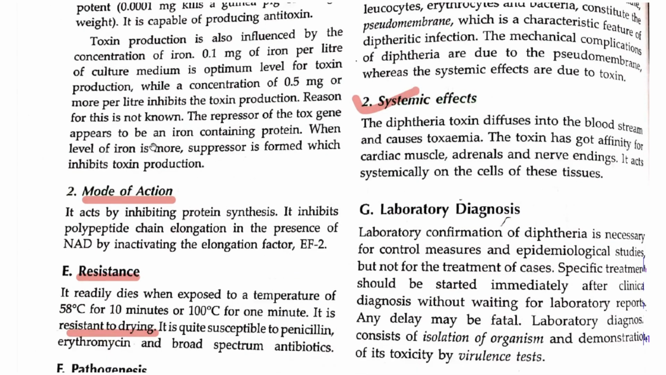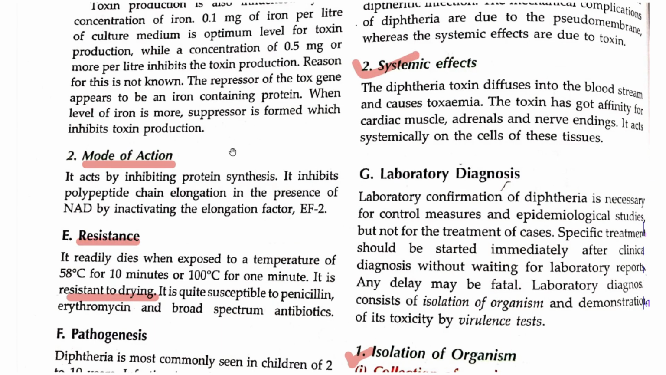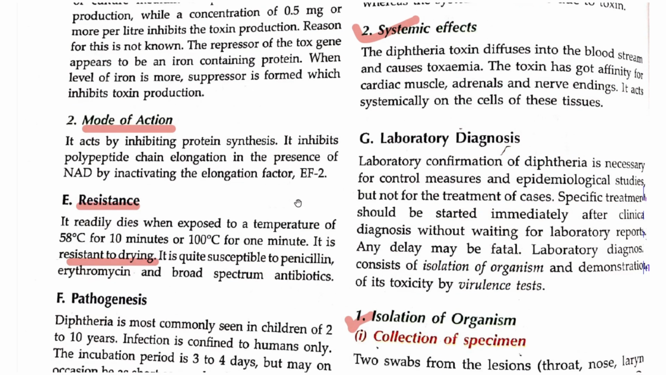Then comes the mode of action. This is very important. It acts by inhibiting protein synthesis. It inhibits polypeptide chain elongation in the presence of NAD by inactivating the elongation factor, that is EF2. You have to write this complete mode of action. Next comes the resistance.